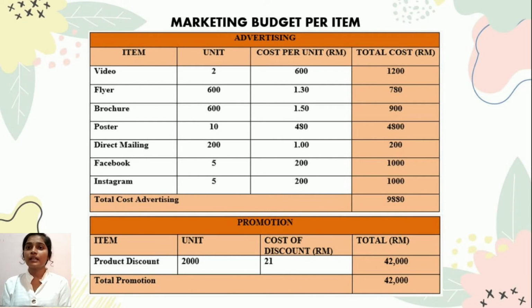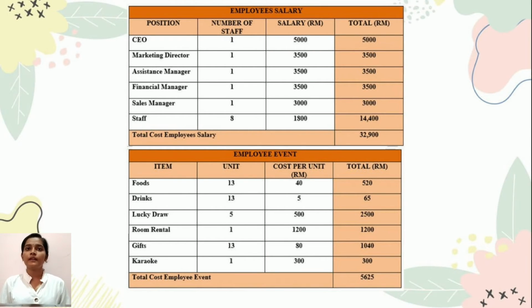And then for the next promotion, we do product discount. For the 2,000 units, we will discount 21 ringgit for each unit, so it will deduct 42,000 from our profit. For employee salary, first is for the CEO. For the CEO we give 5,000 ringgit, and for the marketing director, assistant manager and financial manager, the salaries of the 3 of them are the same, 3,500 ringgit.